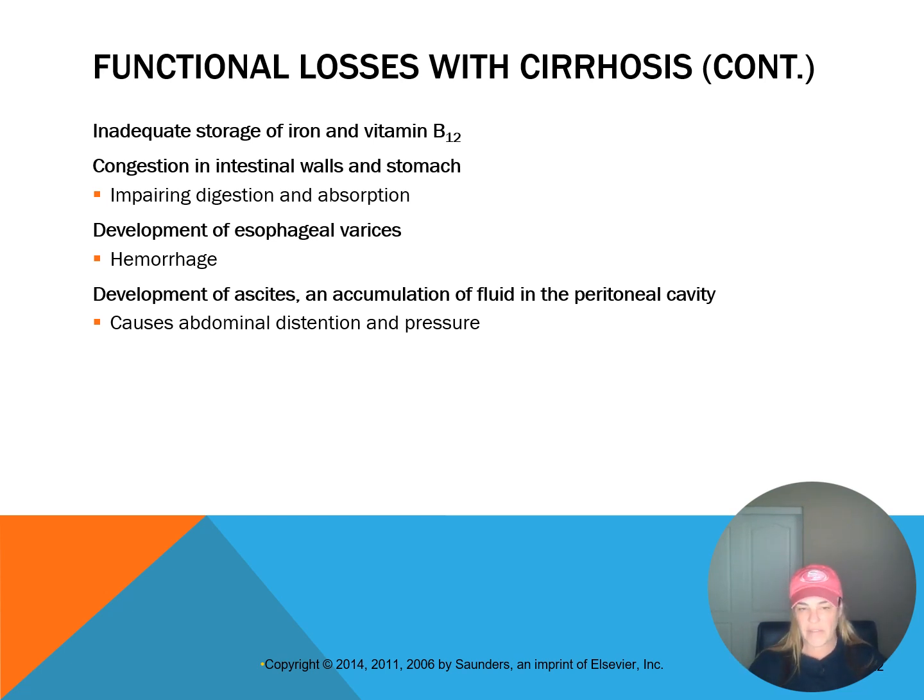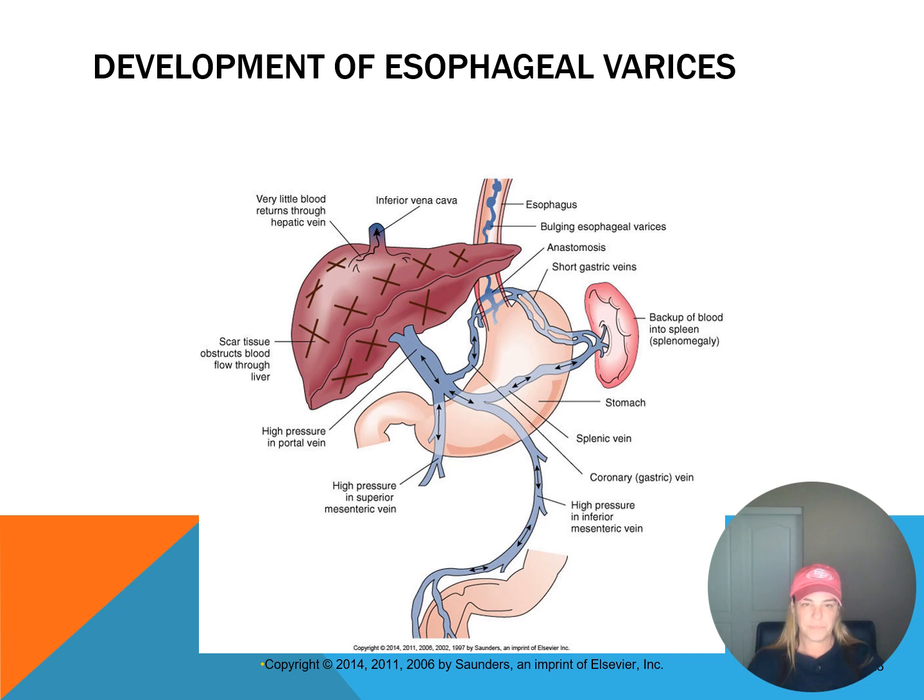Also, the development of ascites. So people that have liver disease often have these big bellies, and we call it ascites because their liver is not working. You're losing albumin and fluids into the peritoneal cavity. So that creates distension and pressure, and these really big bellies. They can have very thin arms and legs, but then these big bellies will be ascites.